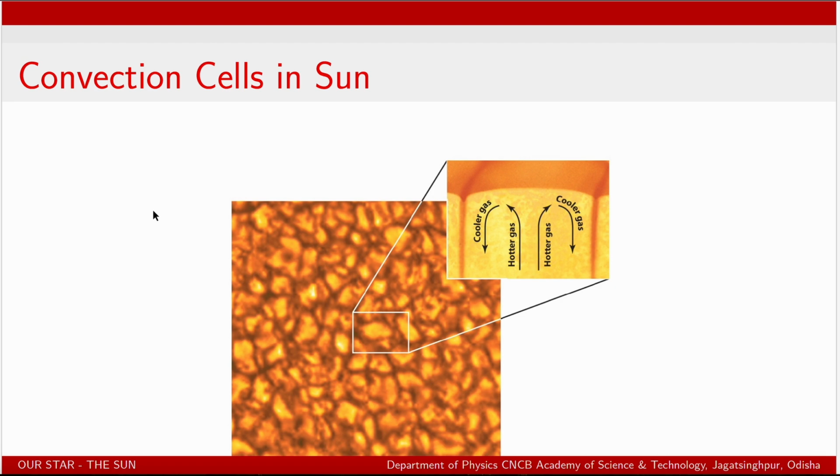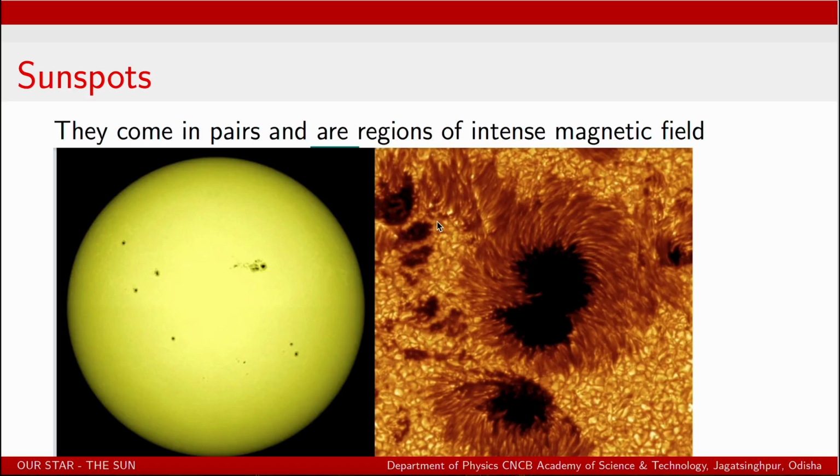So we'll go to the next slide now. We will now discuss sunspots. What you are seeing here, these are all sunspots. And sunspots come in pairs. We'll discuss why they come in pairs, and they are regions of intense magnetic field. How high the magnetic field can be, that also we will see in the next few slides.